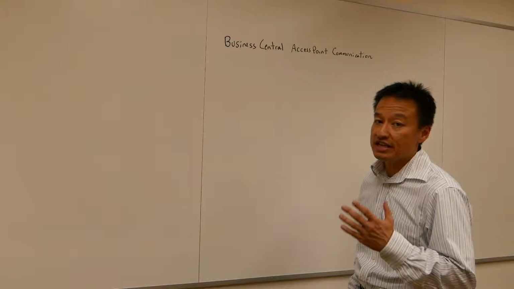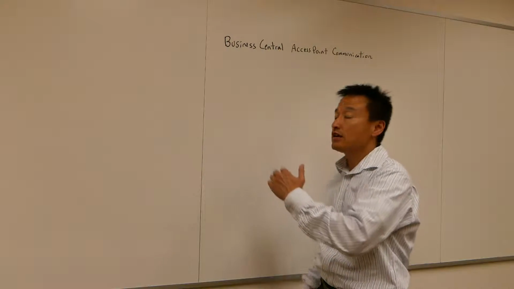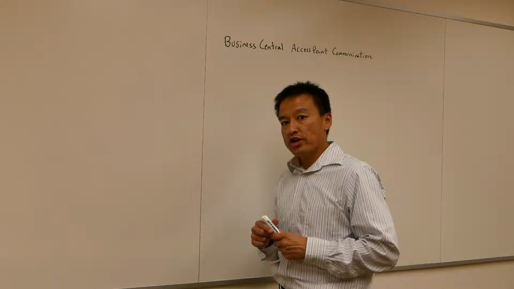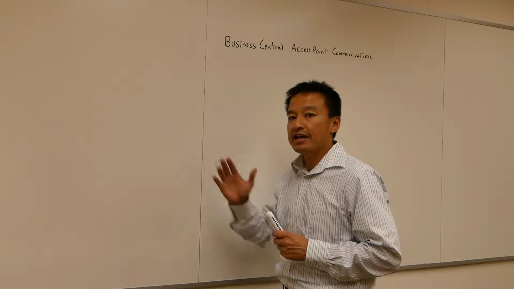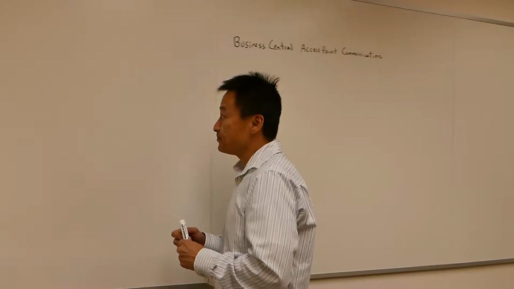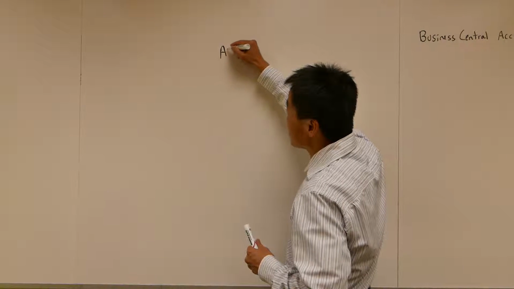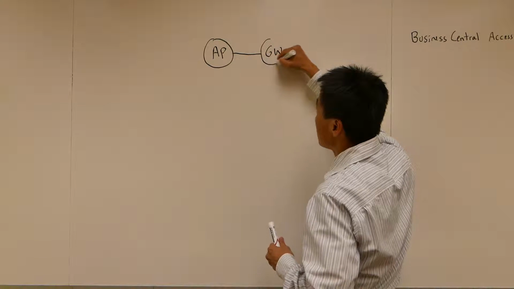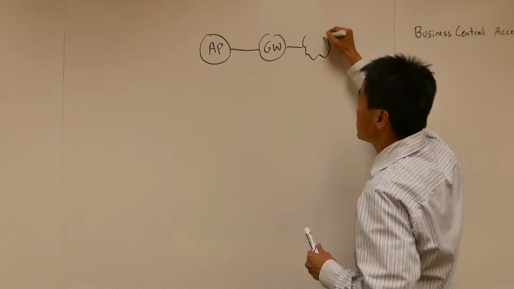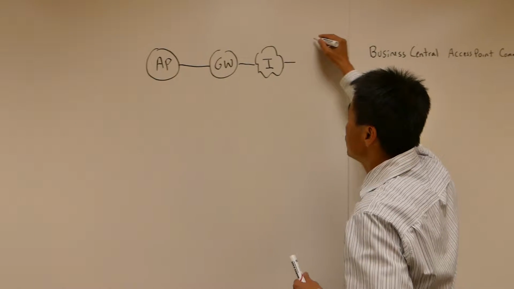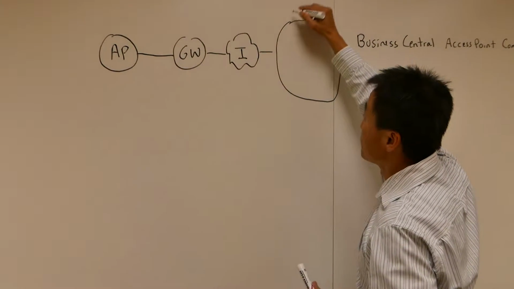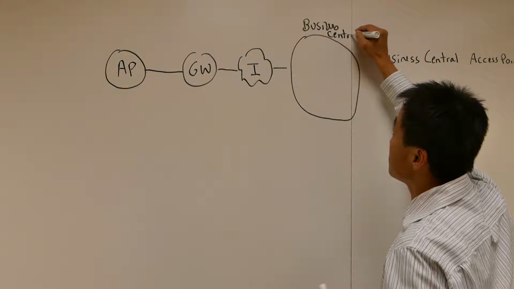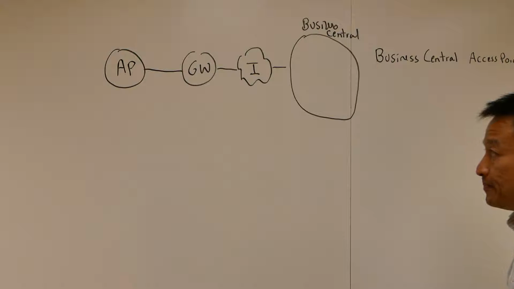In today's video blog, what I would like to talk about is a commonly asked question: how does the access point communicate with Business Central? I'm going to draw you an illustration and take you through the steps of how the access point talks to Business Central. Let's say you have an access point that you deploy behind a gateway, and the gateway talks through the internet to Business Central. I'll just draw a big box here for Business Central, which is hosted, as we indicated before, at Amazon.